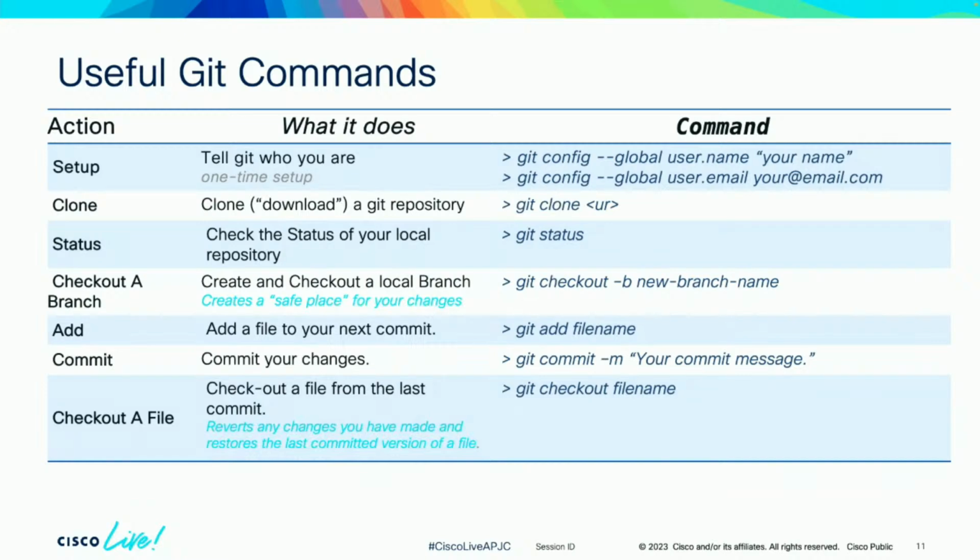Question? Exactly. So the question is, git checkout branch name will point it to the existing branch. Yes, it assumes that there's a branch there. And if it doesn't, it's going to tell you no branch exists.